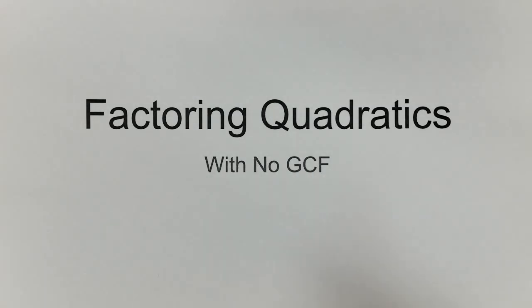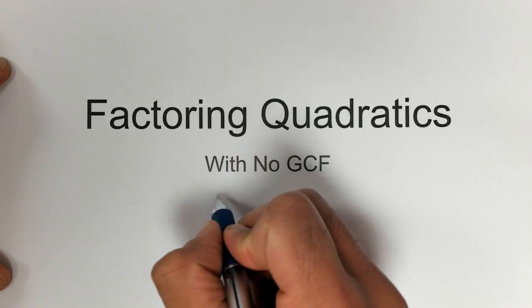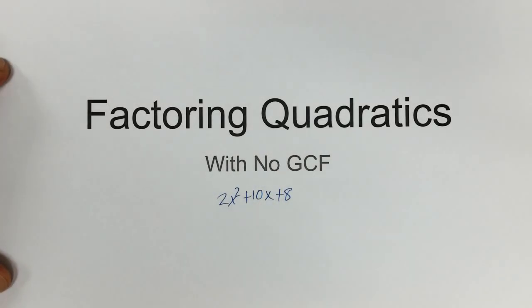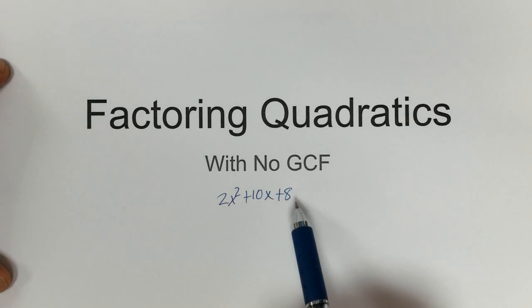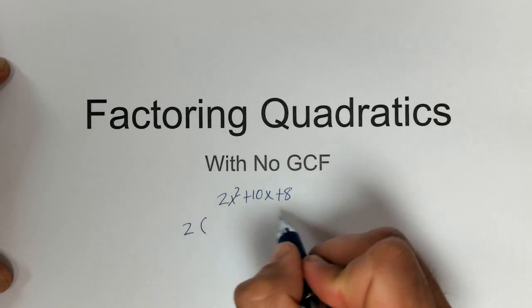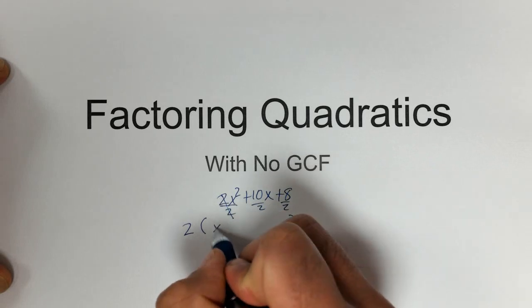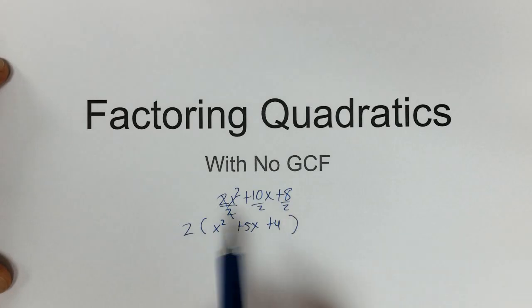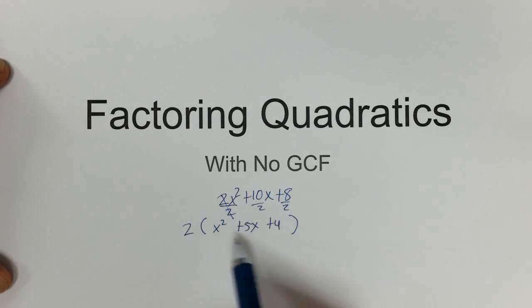What does that mean? In a previous video, I showed you how to factor a function that looks something like this. Notice how in this quadratic, they're all divisible by 2. So we factor out the GCF, the 2. And when you divide everything by 2, you're left with x squared, positive 5x, and positive 4. We're able to pull out a greatest common factor and then factor this simply.